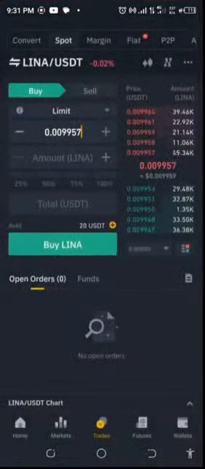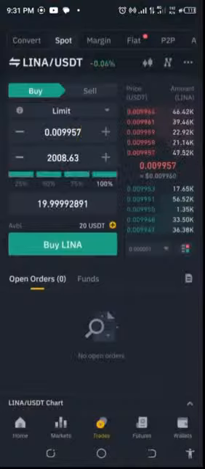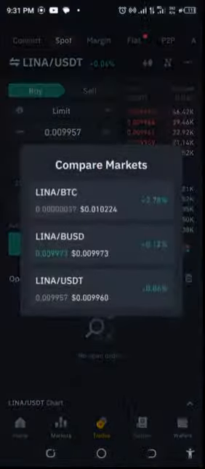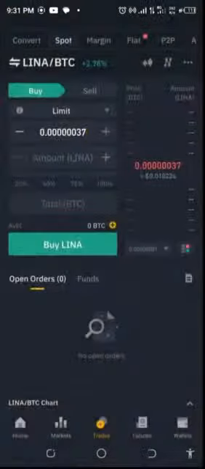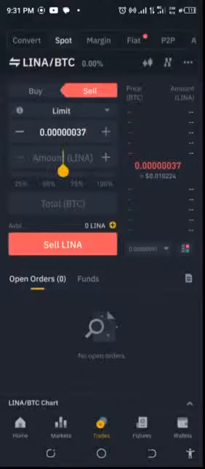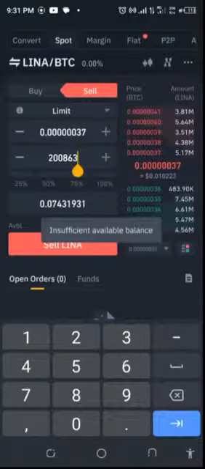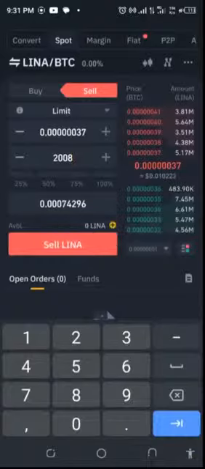All right, so we've got our usual $20, right? So let's do this. What we have here is 2008.63. Let me copy that. And then I'll go over to BTC and try to see if I could sell this. Let's put this here. Now remember that Lena doesn't recognize that decimal point. So what we have here now is 0.000742.